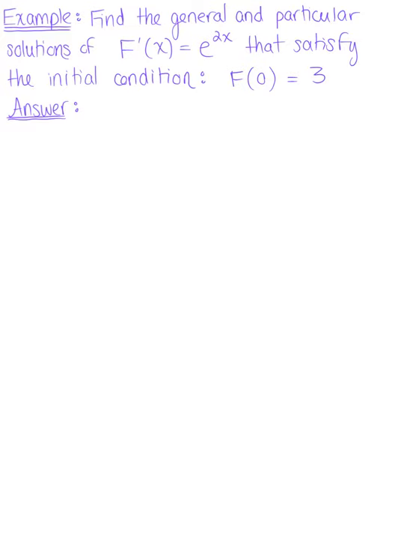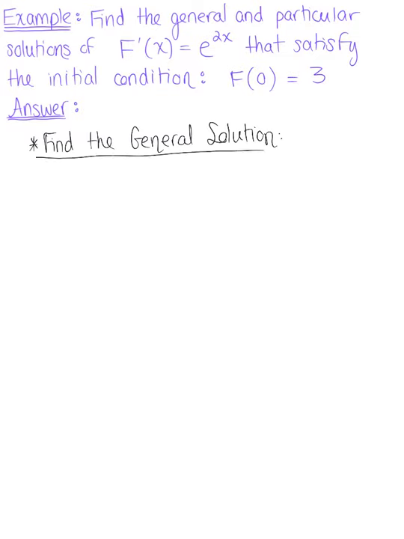Find the general and particular solutions of the derivative f prime of x equals the natural exponential raised to the 2x that satisfy the initial condition capital F of 0 equals 3. So the first thing that we need to do here is find the general solution. So in other words, find the antiderivative.